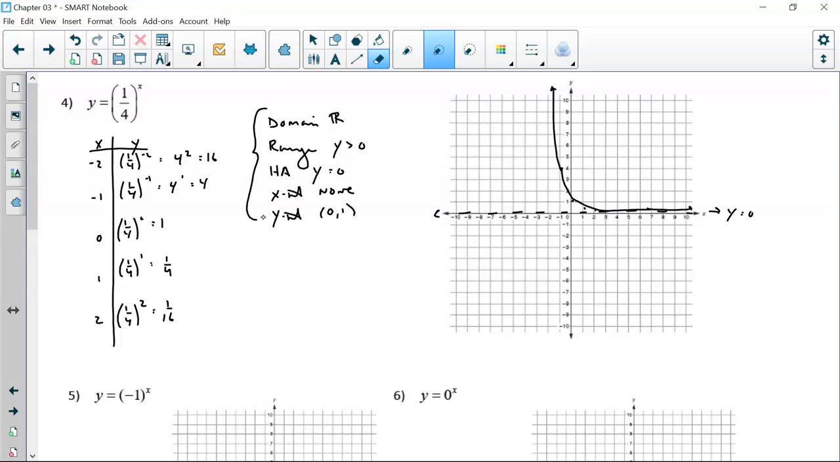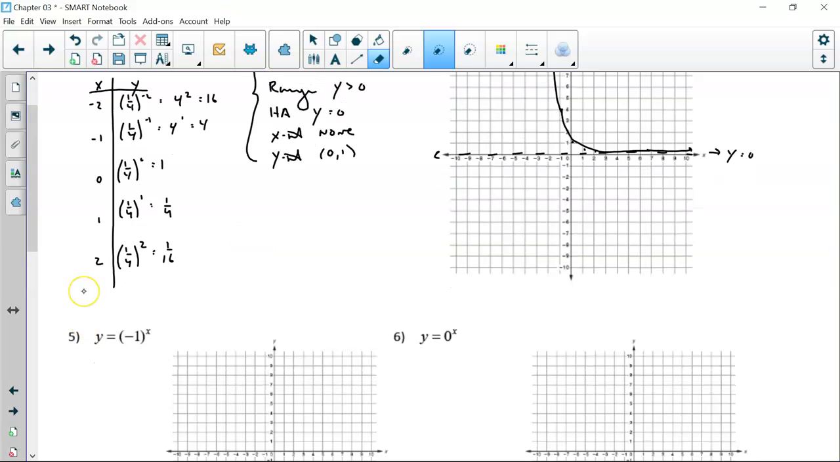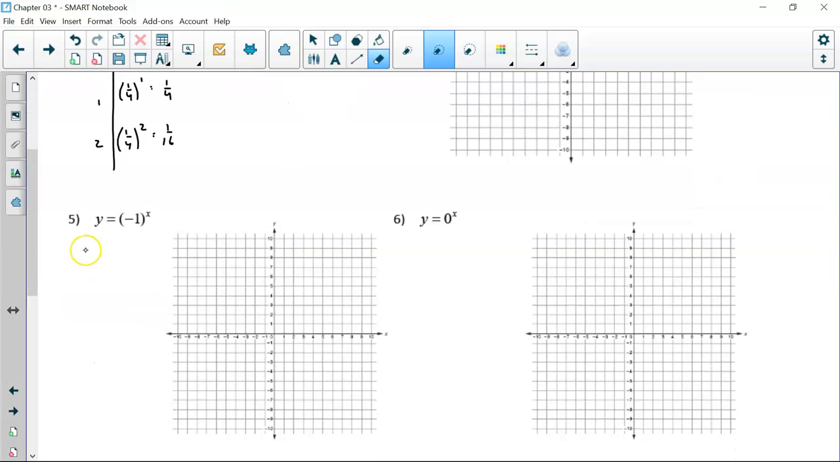Now we have a couple strange ones. -1 to the x. -2, -1, 0, 1, and 2. -1 to the negative second is 1. -1 to the negative first is -1. -1 to the 0 is 1. -1 to the first is -1, and -1 squared is +1.